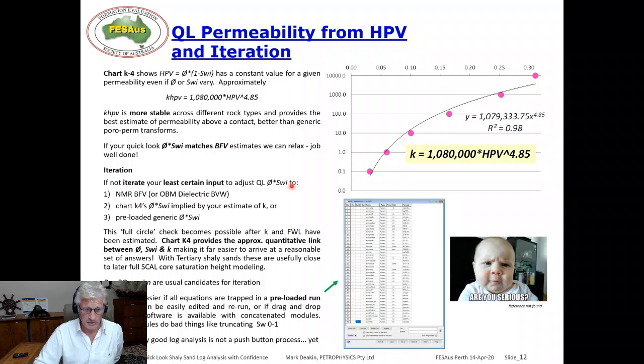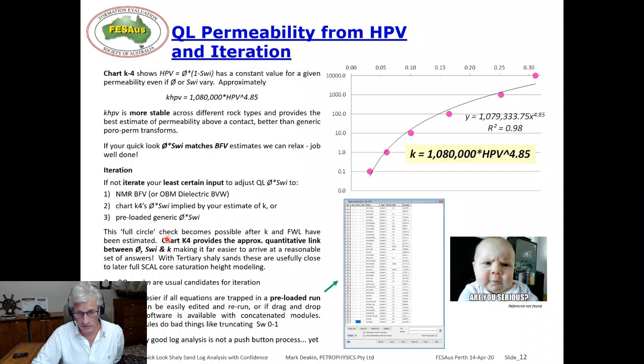If not, iterate. Check NMR bound fluid volume or oil-based dielectric bulk volume water, number one. Number two, chart K4's porosity times SWI implied by your estimate of K, or preloaded generic porosity times SWI. So I'm reminding you that there are ways you can check your evaluated hydrocarbon pore volume, by these methods, 1, 2, and 3.